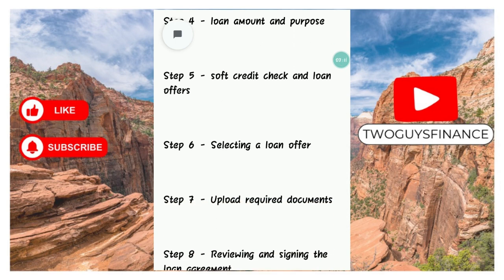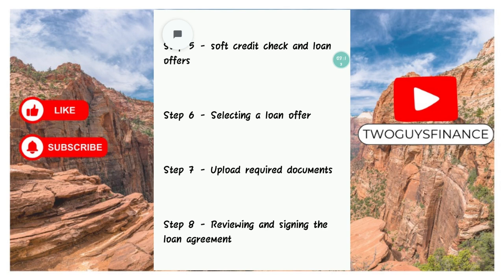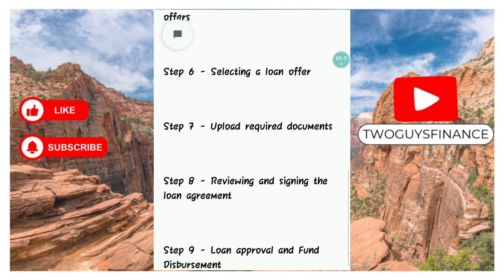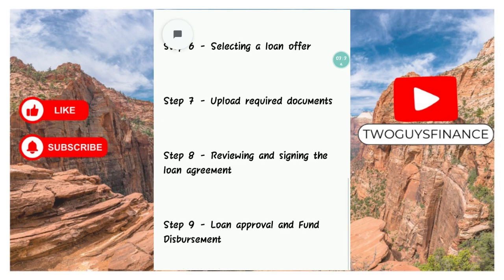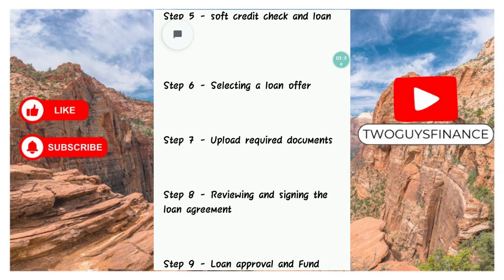The sixth step is selecting a loan offer. Once Upstart presents your loan offers, you can compare them and select the one that best fits your current financial situation. You want to look for the total cost of the loan, including interest. Also, you want to look out for the monthly payment amount, as well as any fees like an origination fee. Once you're satisfied with your choice, click continue to move on to the next step.